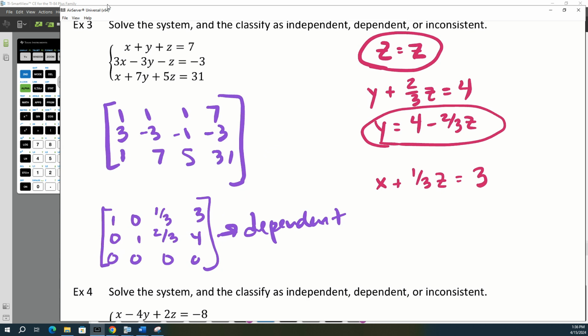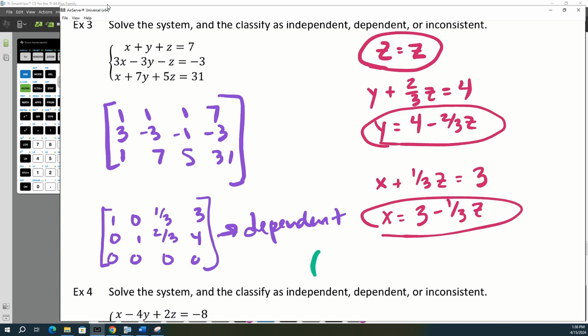It's just all zeros. So now I can take this first equation and make it 1x, no y, plus 1/3 z equals 3. So what does x equal? 3 minus 1/3 z. Yes. All right. And then I can still write this as an ordered triple.